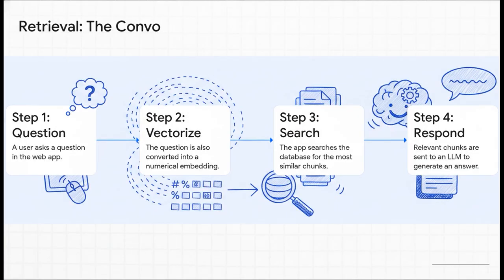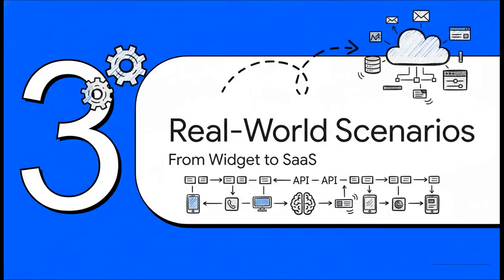Now for the live show. A user asks a question in your web app. Your system does the exact same thing to their question. It vectorizes it, turns it into a string of numbers. Then your app searches the database, not for keywords, but for the document chunks whose numbers are the most mathematically similar. And this is the brilliant part. Those super relevant chunks get handed to a large language model, which uses them as the perfect context to write a beautiful, human-like answer.